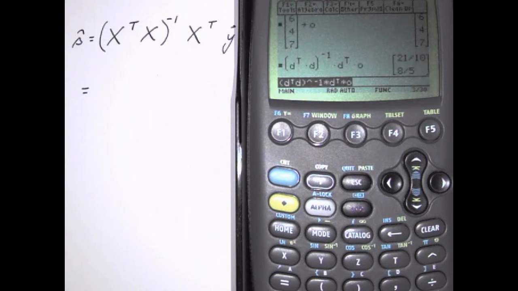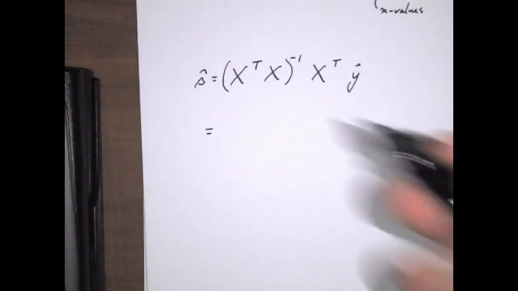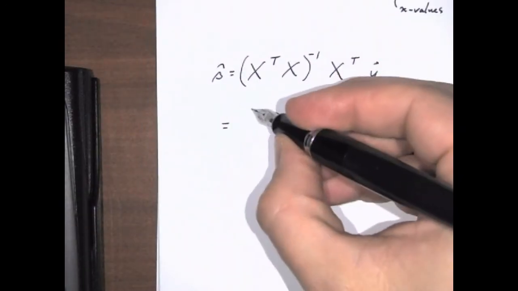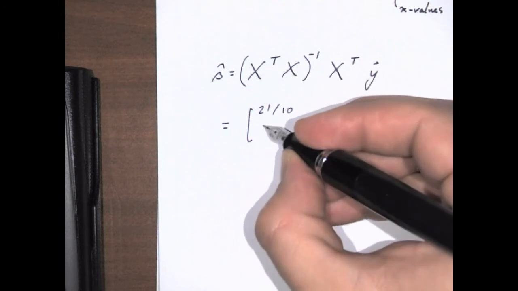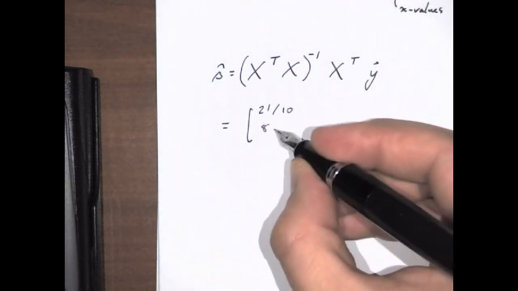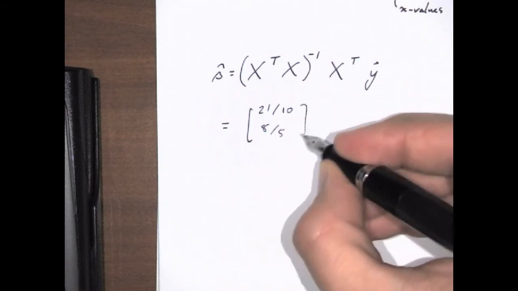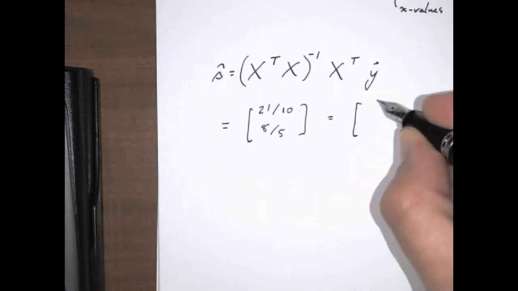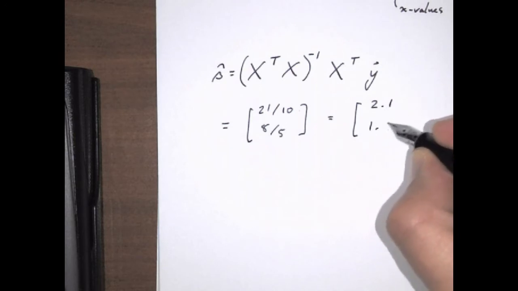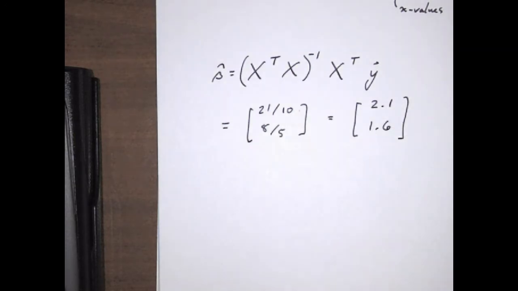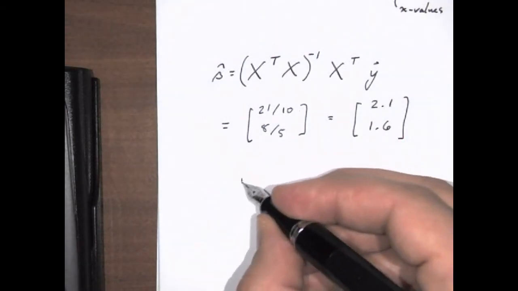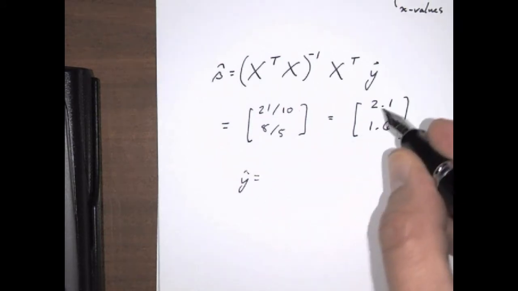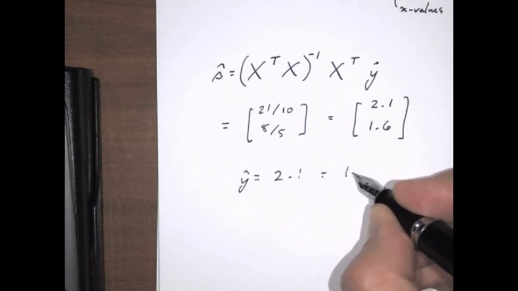And I hit enter, and I get this. So it's 21/10 and 8/5, which, because we're talking about a very statistics-heavy topic, it would be common also to express as decimals. And in this case, it wouldn't even be approximate, it'd be exactly 2.1 and 1.6. Okay, so those would be the two parameters for the model. So that means then my regression line is y equals 2.1 plus 1.6x.